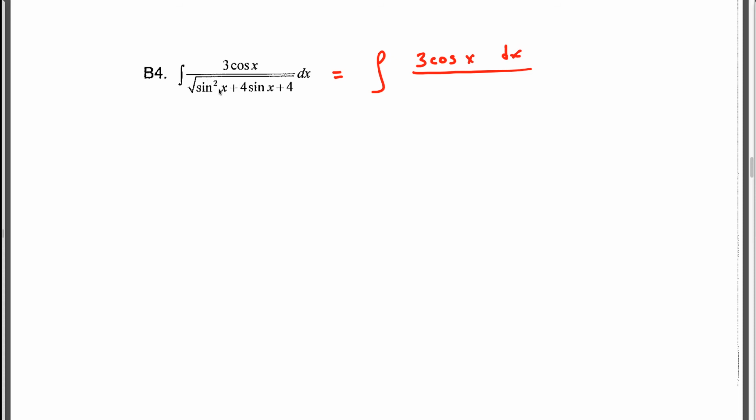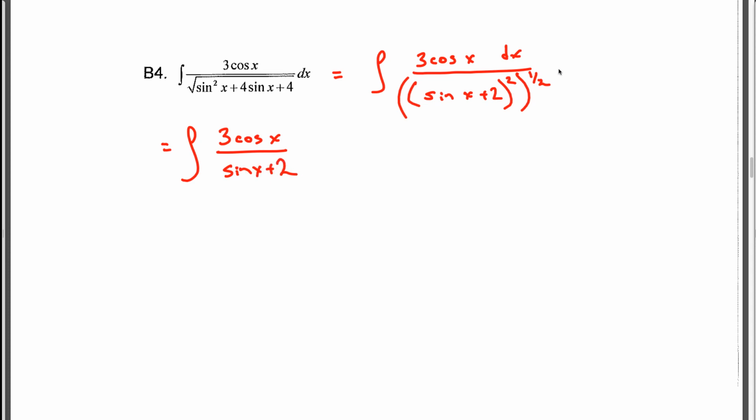Sine squared plus 4 sine plus 4 should jump out at you as something that can possibly be factored, and indeed it can. It's the sine of x plus 2 all squared. It's a perfect square. And then that's all to the power of 1/2. But that's the square root sign. And that we should be able to see simplifies to this very nice integral 3 cosine x over sine x plus 2. The 2 and the 1/2 cancel, put the dx there, and now we have u in the bottom, du in the top.